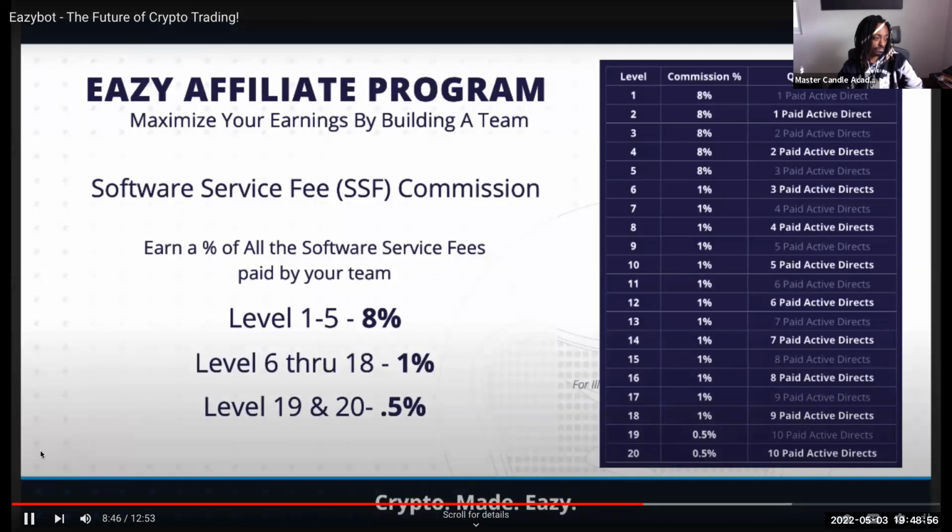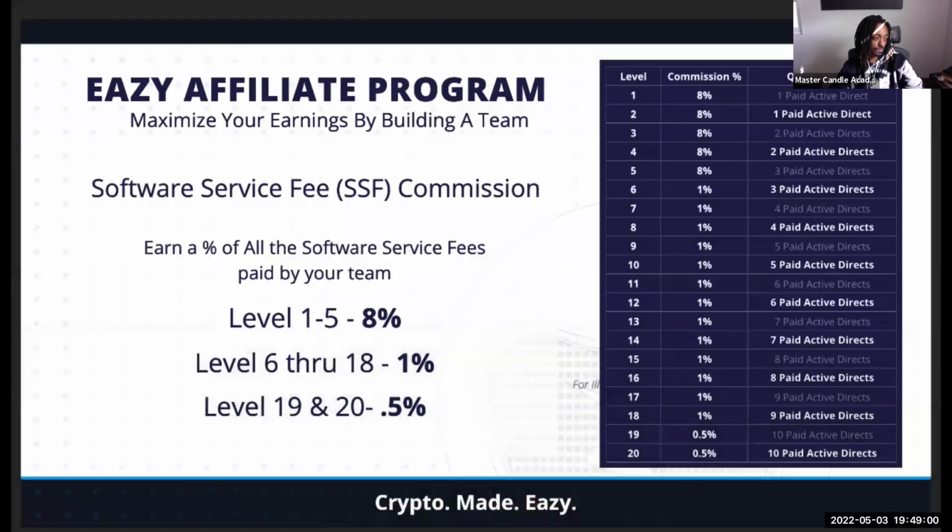Guys, you'll earn a percentage of all the software service fees paid by your team to the company. On your first level through your 5th level, you earn 8%. So combined, you earn 40% in commissions on 5 levels. That is dangerous money. On level 6 through 18, you earn 1%. And on 19 and 20, you earn 0.5%. In total, that's 54%.